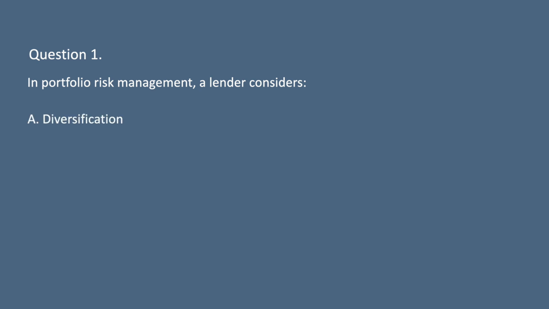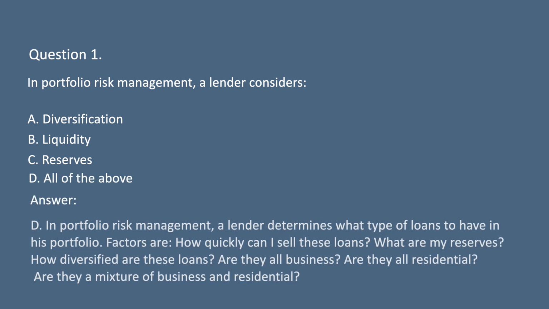Question 1. In portfolio risk management, a lender considers A. Diversification. B. Liquidity. C. Reserves. D. All of the above. Answer. D. In portfolio risk management, a lender determines what type of loans to have in his portfolio.